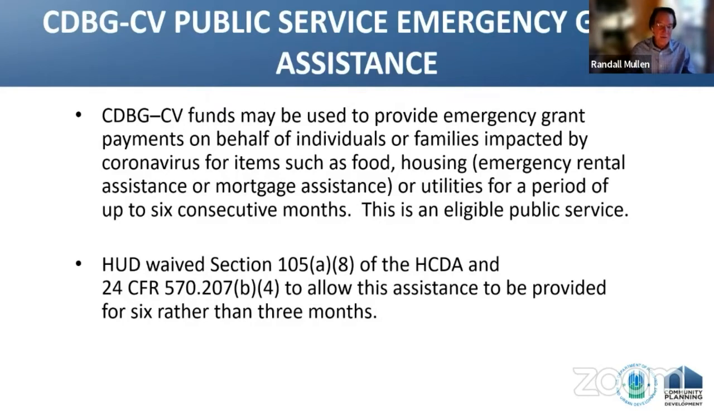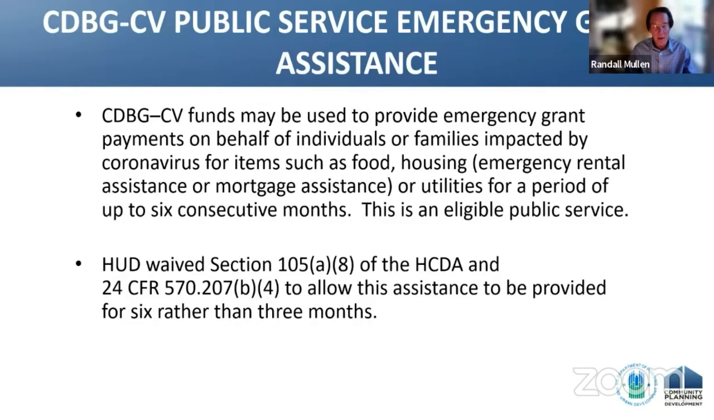The most common use of CDBG-CV funds, that is, as an eligible public service, is clearly for emergency grant assistance. CDBG-CV funds may be used to provide emergency grant payments on behalf of individuals or families impacted for items as indicated here: food, housing, which can include emergency rental assistance or mortgage assistance, or utilities, for a period of up to 6 consecutive months.